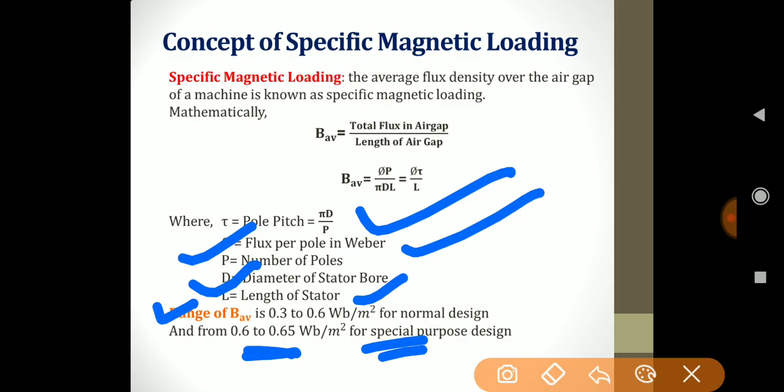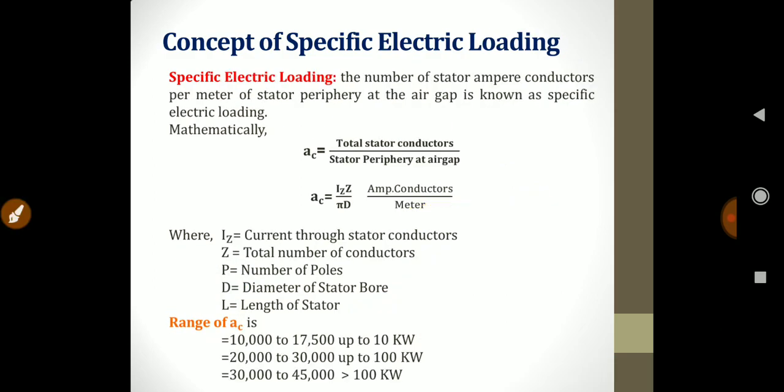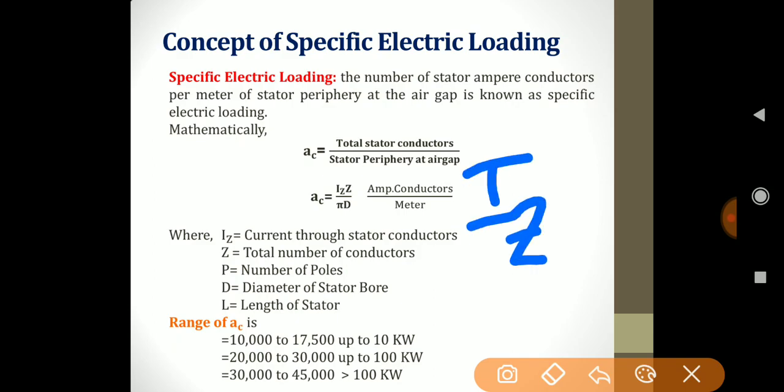Again, we are going to see the factors that affect the value of flux density in coming slides. Another concept which is again important is the concept of specific electric loading. Specific electric loading is defined as the number of stator ampere conductors per meter of stator periphery at the air gap. Ampere conductors is represented with IZ into Z, where Z is the total number of conductors and IZ is the current flowing through those conductors. So IZ into Z is the total ampere conductors divided by the periphery at the air gap.